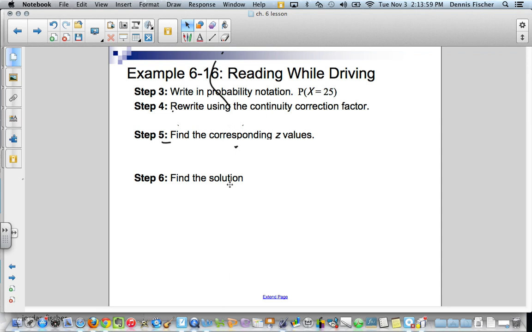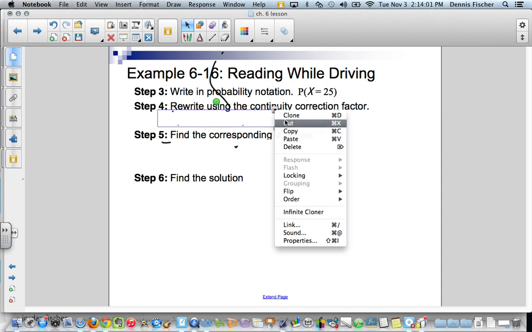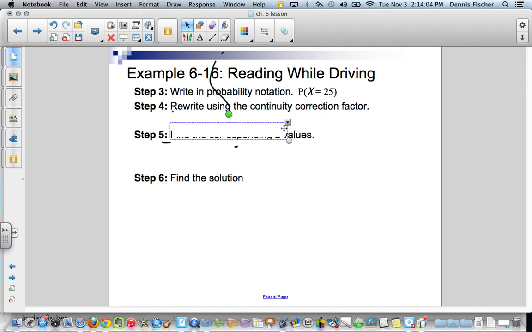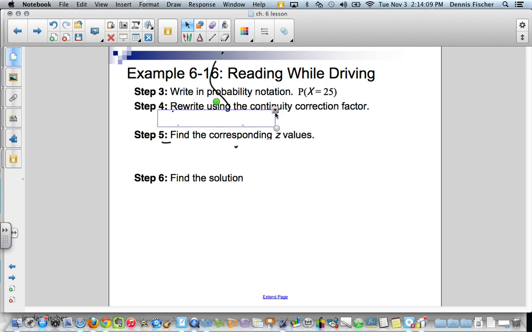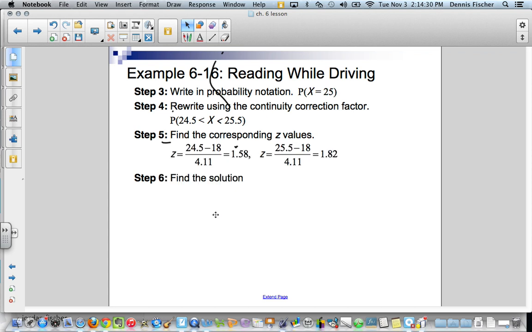We're going to look for between. There we go. We're looking for between 24.5 and 25.5, right? We added 0.5 and we subtracted 0.5. So how many z-scores do we have to find? We're finding 2 z-scores. We have to find both and find the area between those 2 points. We're going to take 24.5 minus 18, which is our mean, divided by 4.11.